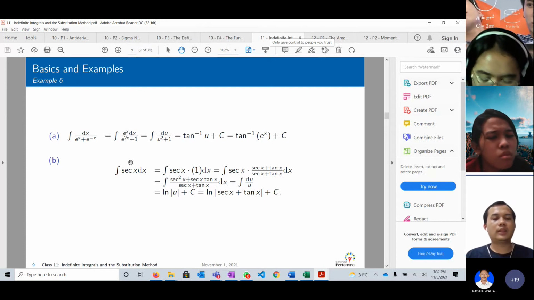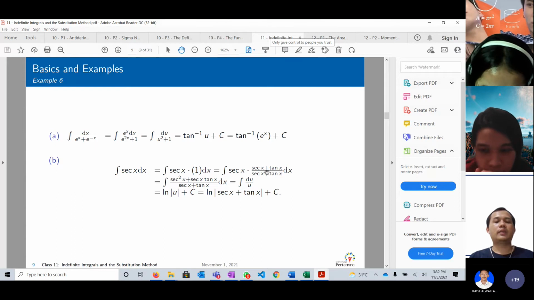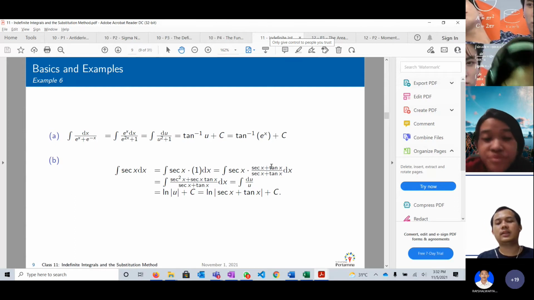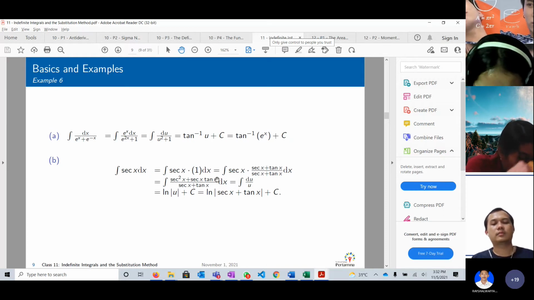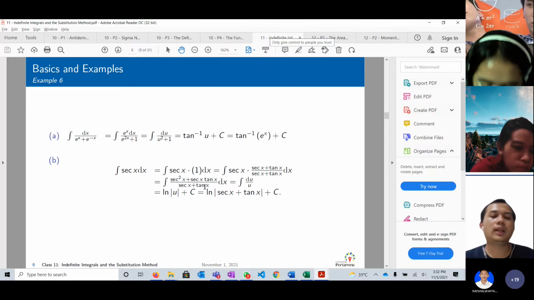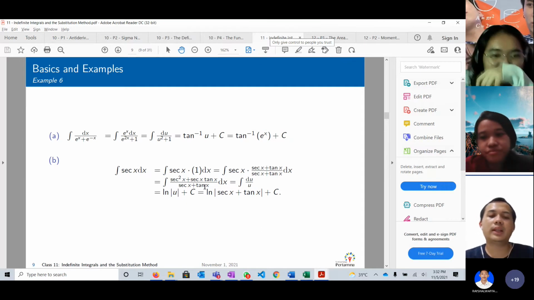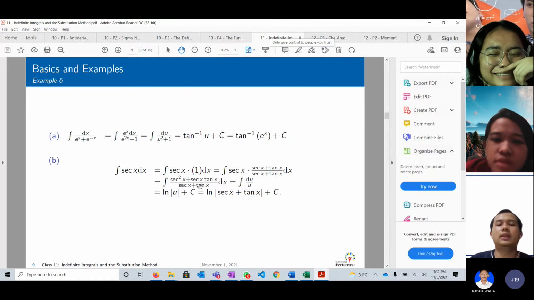And for the integral of secant of x dx, we use different tricks. Now we multiply by secant x plus tangent x over secant x plus tangent x, so we get this. And we let u be equal to secant x plus tangent x, so that we have du is secant squared x plus secant x tangent x dx.